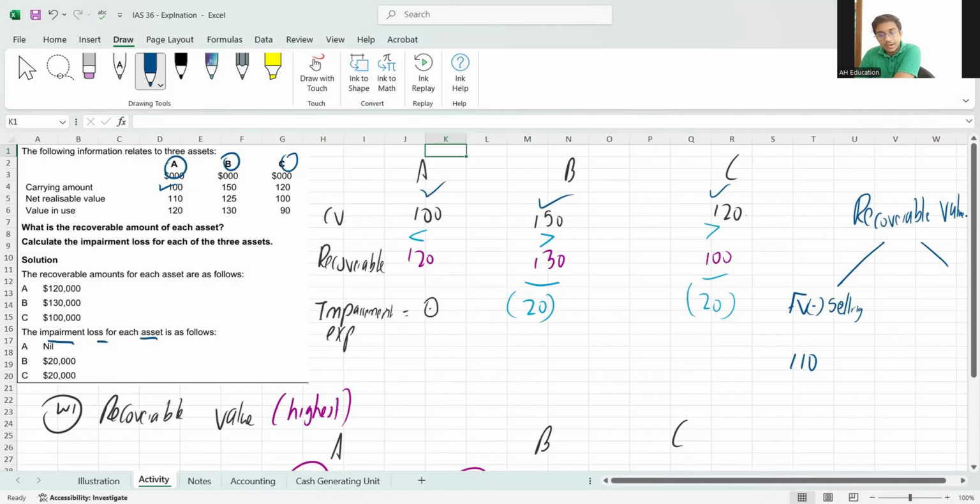It is 110. They have given that in the question itself. The value in use is only 120. Now, in terms of recoverable value, again, I'm asking you all to take the highest of these, because it's the maximum benefit of that asset. Out of this, 120 is going to give me the higher value. So that is the recoverable value for option A.